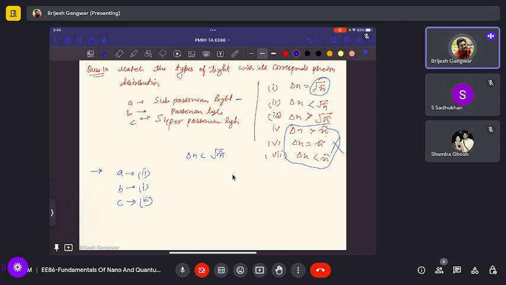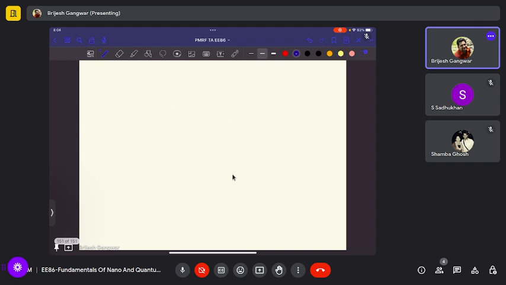So in these three, Poissonian means equal, sub means smaller, so you can say delta n less than, and super means higher, so this delta n is greater than this one. You can remember like that: sub means smaller, super means greater, so if delta n is greater it is super-Poissonian. So question 11 is given: choose the detectors that are typically used for single photon detection.